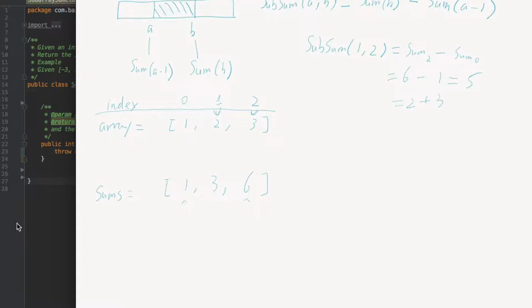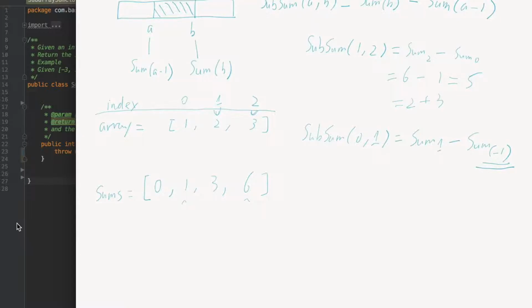But here we have a problem. What if we want to get the subsum of 0, 1? According to the equation, we have to calculate sum 1 minus sum 0 minus 1, which is minus 1. Apparently, this index is illegal. So there's a technique: before we do any calculation, after we get the sums of the subarrays, we always add a first element of 0.